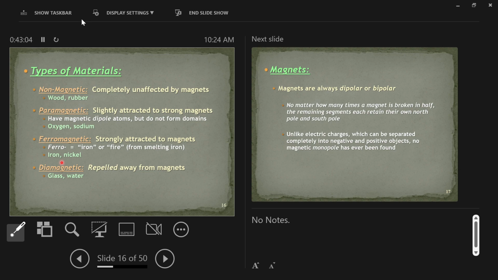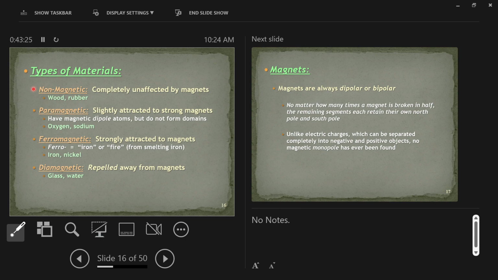Materials. We learned that materials that are attracted to magnets, we call them ferromagnetic, but let's look at some other options here, okay? Remember, for a material to be attracted to a magnet, to be responding to a magnet, it itself has to be a magnetic dipole. It has to be made out of materials that have magnetic dipoles.